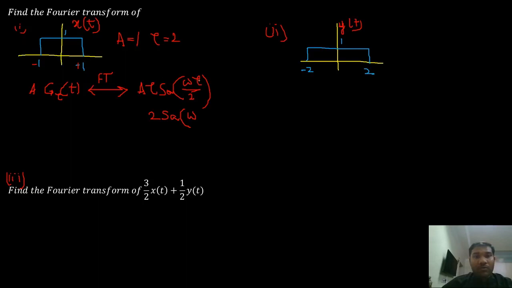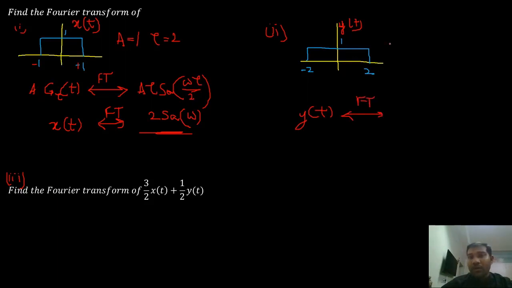Tau is 2, so 2 gets cancelled. So this is my answer for the first signal, x of t, right? For x of t, this is my Fourier transform. So similarly, I'll find the Fourier transform for y of t. What will be the Fourier transform for y of t?